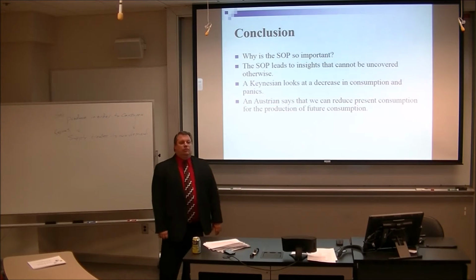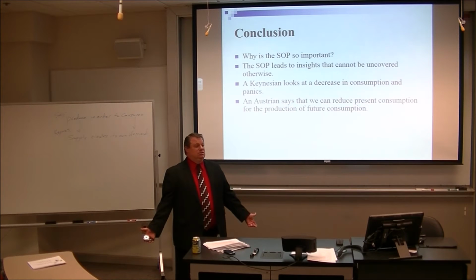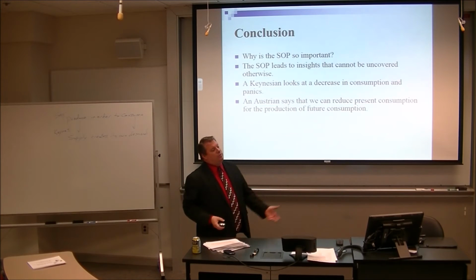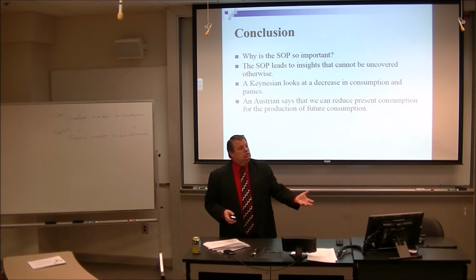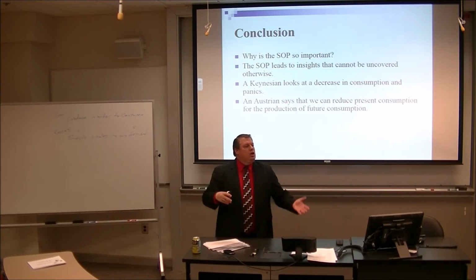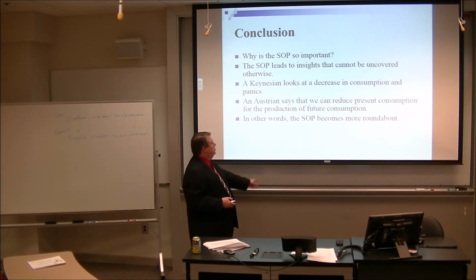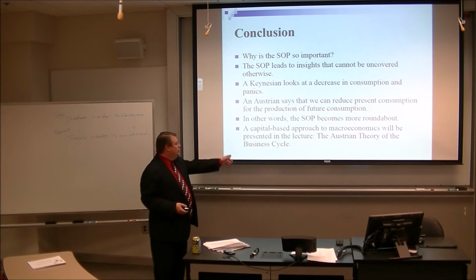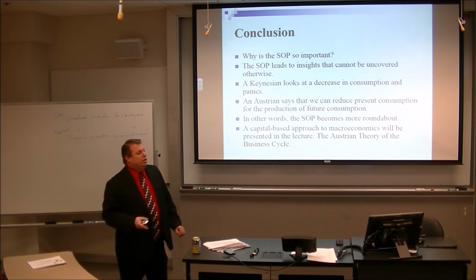And the Austrian says if we reduce present consumption for the production of future consumption, that's great. Right? Because if we defer consumption, we save, we build up that magic formula, we have future growth. We don't get people losing their jobs, but within other sectors, jobs are growing. We transfer jobs. It's not a net loss. Structured production becomes more roundabout when we decrease current consumption. And then what we see is that this capital-based approach to macroeconomics leads to the Austrian theory of the business cycle.